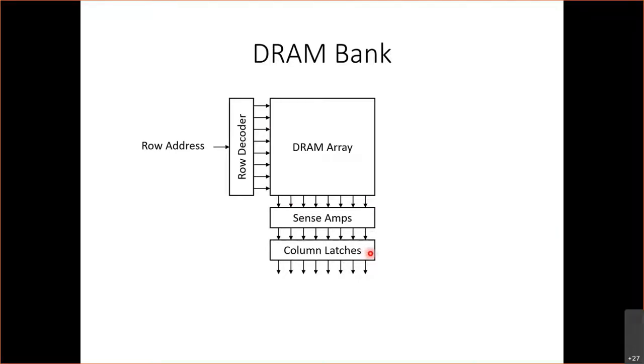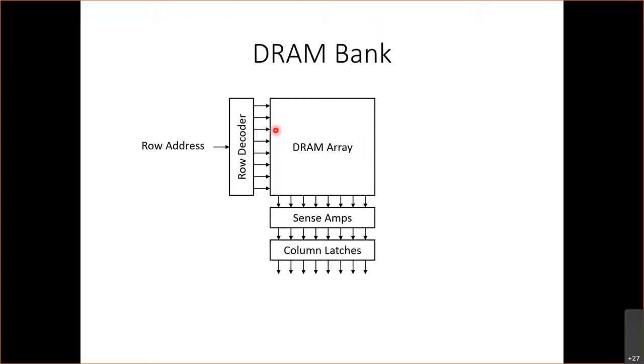Now a column latch holds onto the value, so when you read it, it doesn't get destroyed. So what happens is that this column latch will then be used to write back the value that we read, because reading from a capacitor destroys the value. And then this column latch will hold onto the value that we read from the DRAM row.